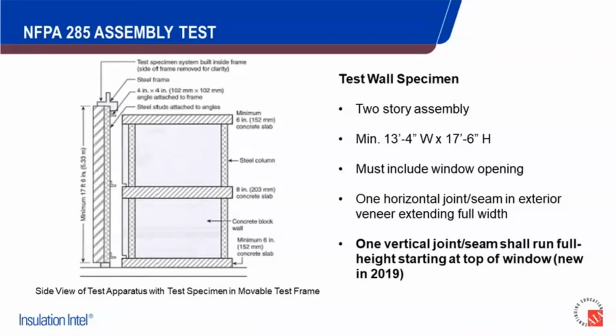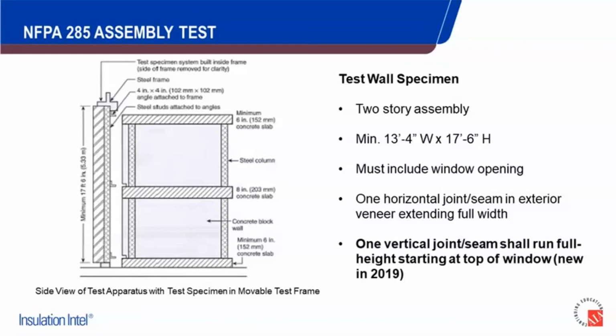This allows the cost of the test to come down significantly, to really allow manufacturers to test more combinations of assemblies. But again, it's essentially a wall assembly being mounted to the test apparatus, and from there we will see how a fire is exposed to this test specimen.